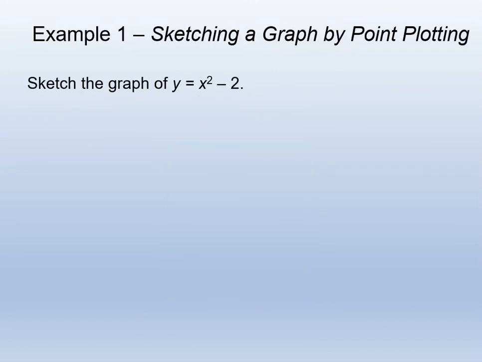All right, so let's sketch a graph. We should recognize this graph. This is a parabola. How do we know it's a parabola? Because it's x squared. And what's happened to that x squared? It's been shifted down 2. So we should visually understand what this graph looks like, right? It's going to be a parabola shifted down 2.